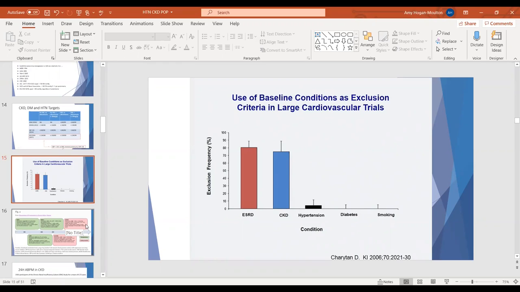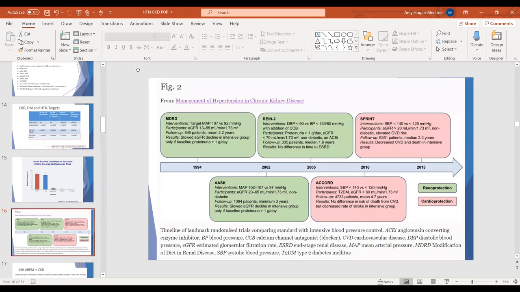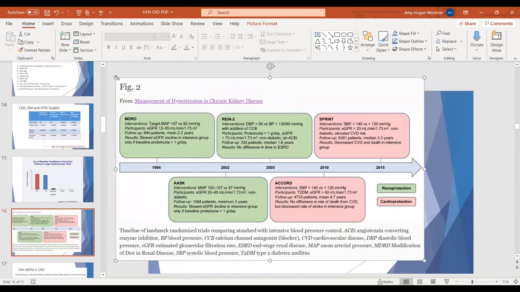And again, I'm not going to be able to tell you that there's a final answer. There's just guidelines, and I'm sure it will keep changing, and it will probably keep changing for a very long time. So this is, again, a pretty good slide on some of these trials I'm talking about. When you look at the green ones, they focus a little bit more on kidney, which was a while ago. And then the red ones were a little more cardiovascular protection, major cardiac trials like ACCORD and SPRINT and stuff like that.